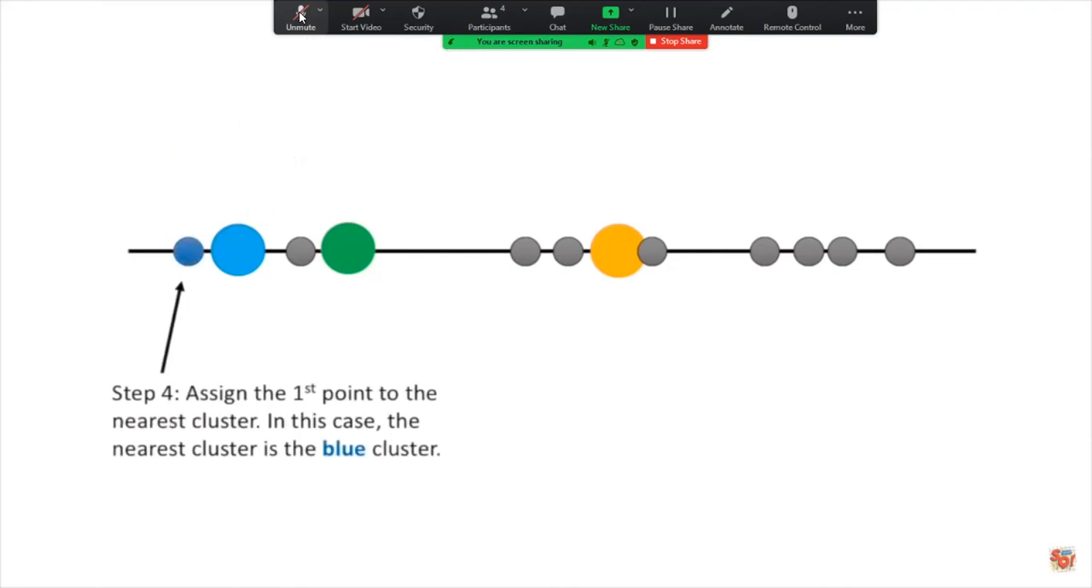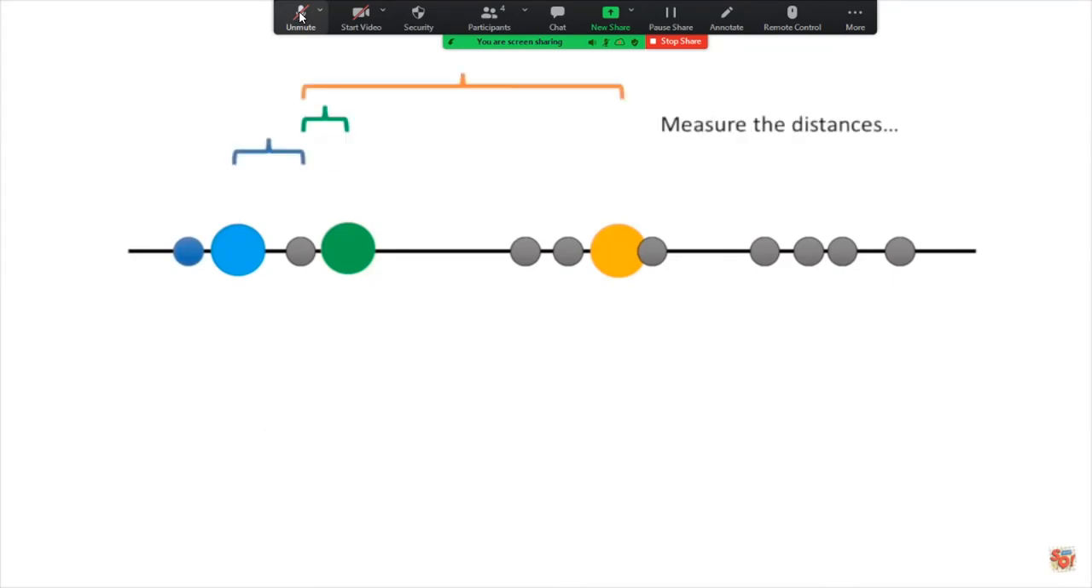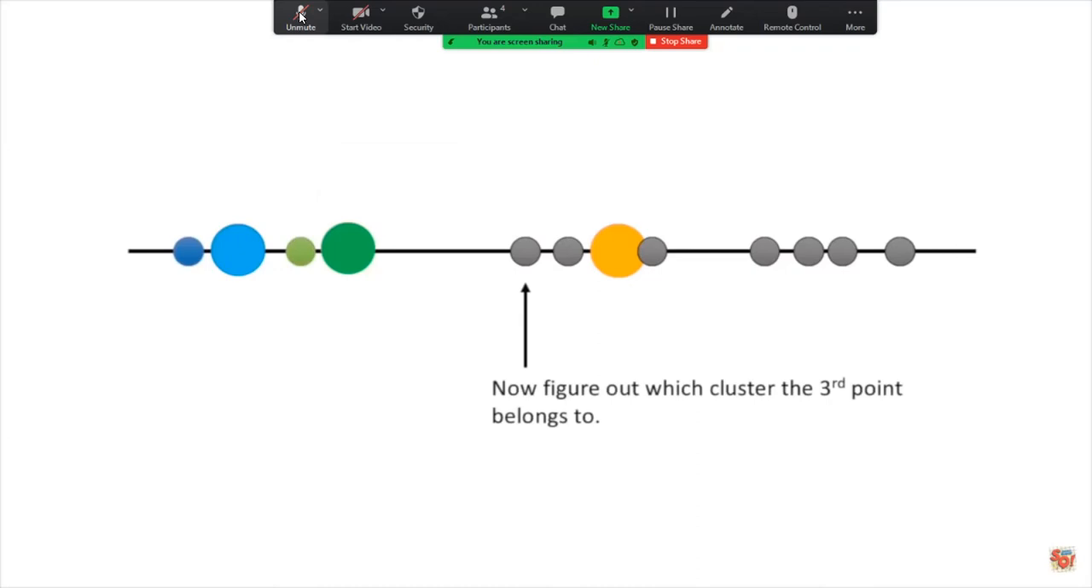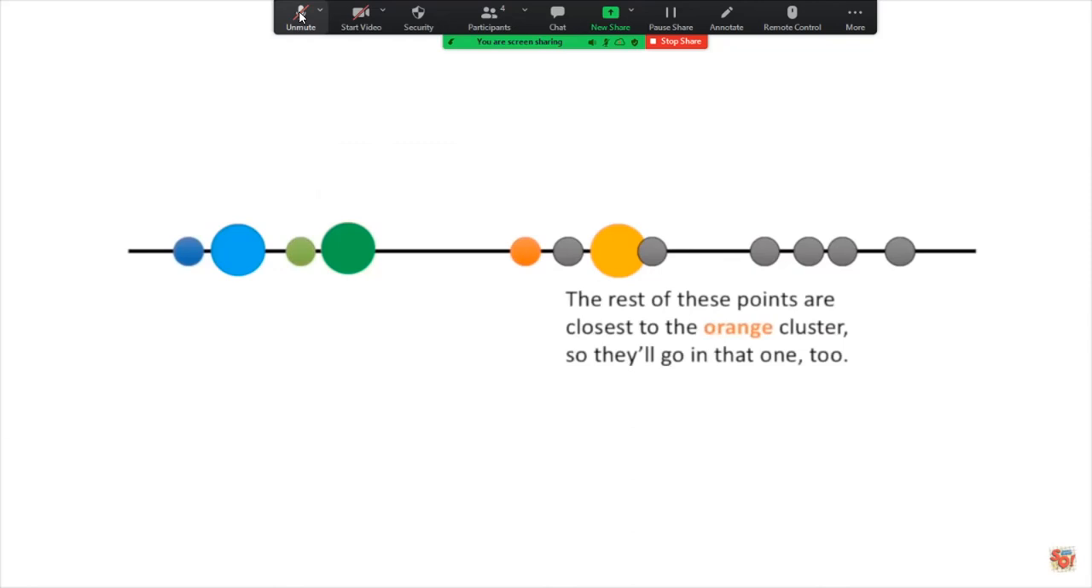Step 4. Assign the first point to the nearest cluster. In this case, the nearest cluster is the blue cluster. Now we do the same thing for the next point. We measure the distances, and then assign the point to the nearest cluster. Now we figure out which cluster the third point belongs to. We measure the distances, and then assign the point to the nearest cluster. The rest of these points are closest to the orange cluster, so they'll go in that one too.